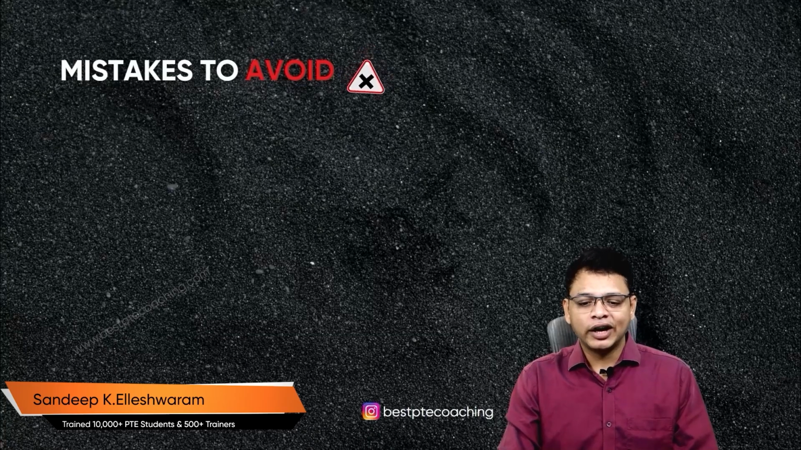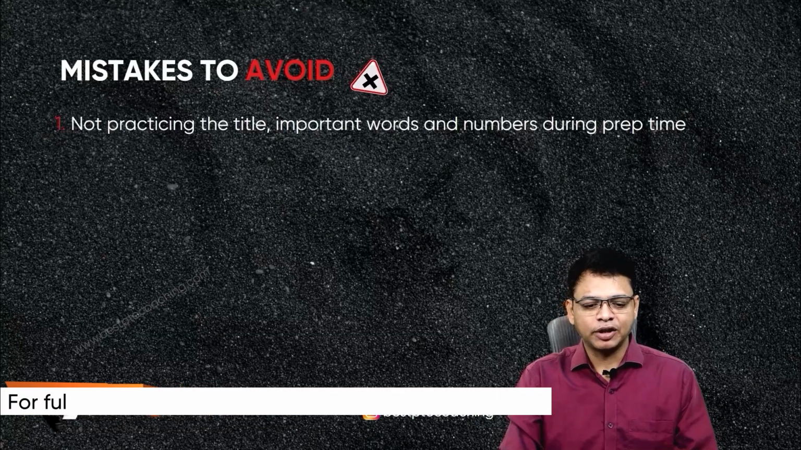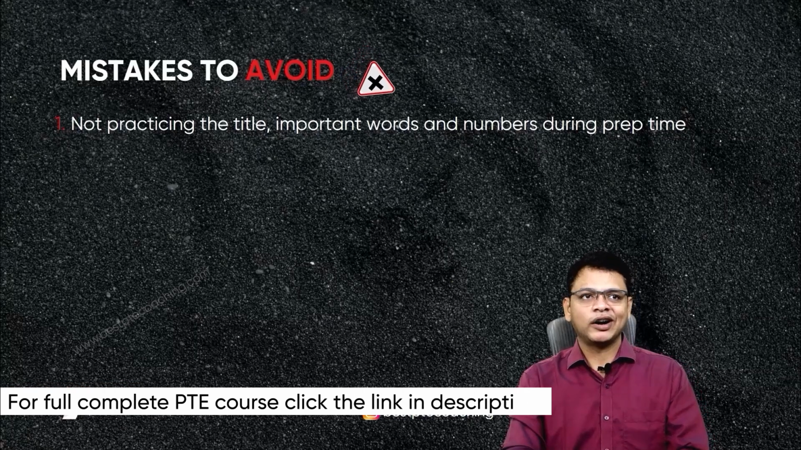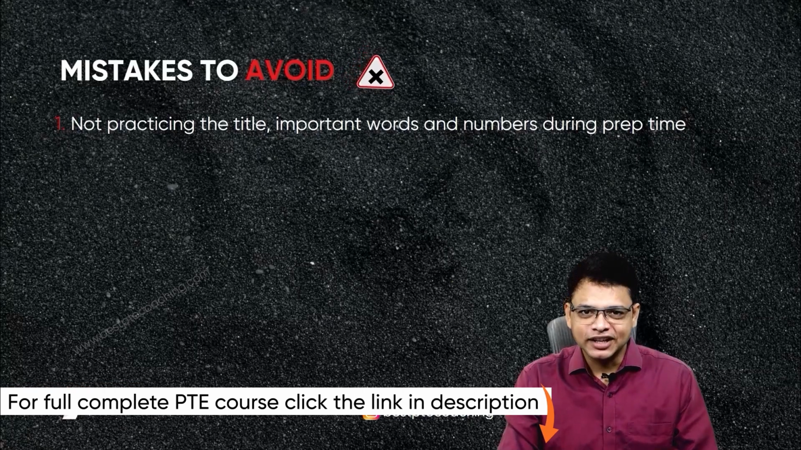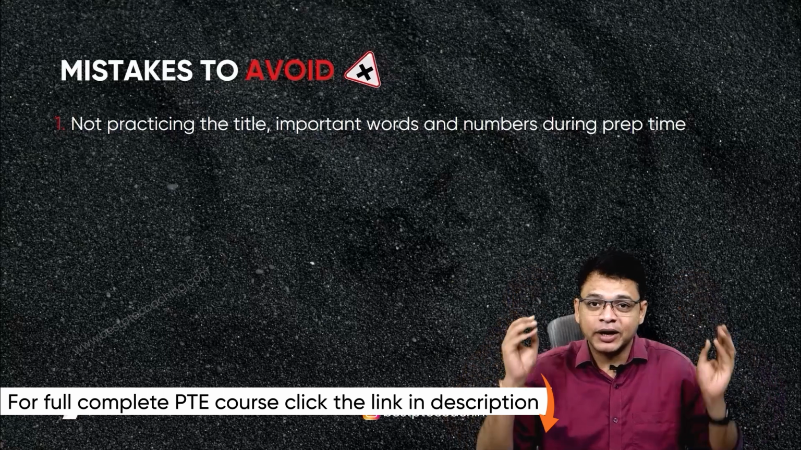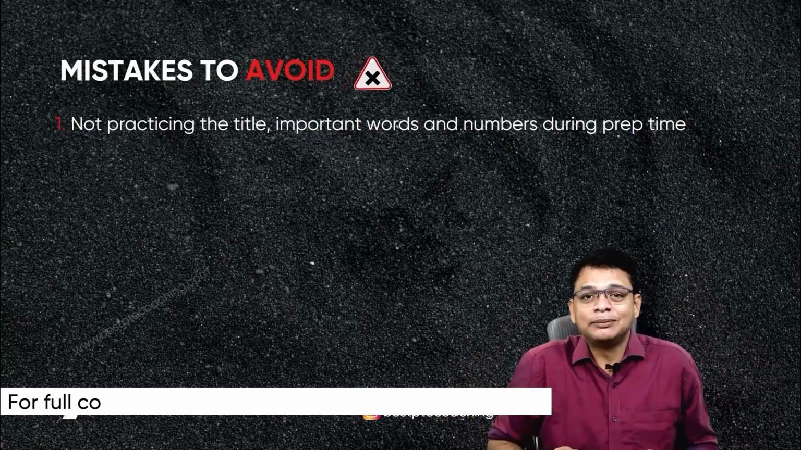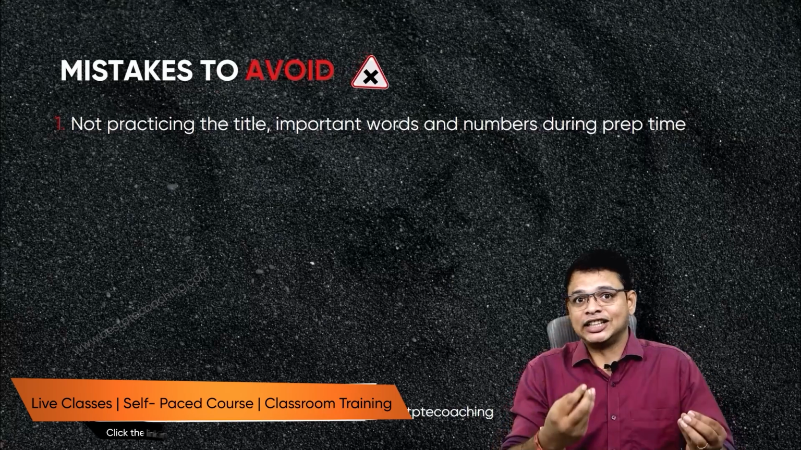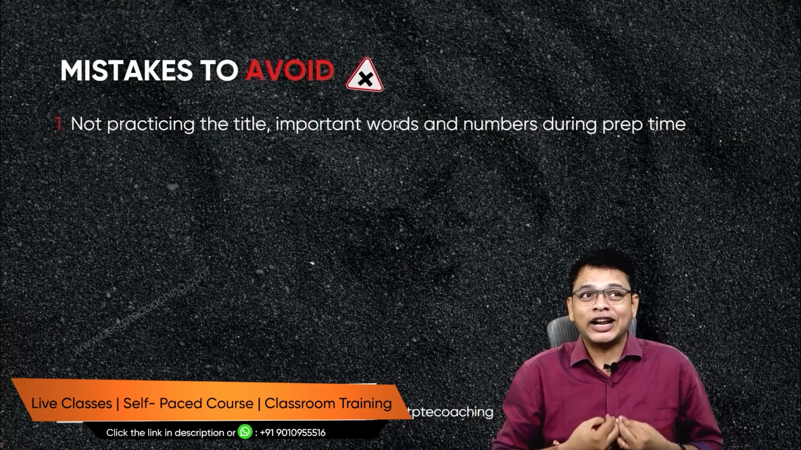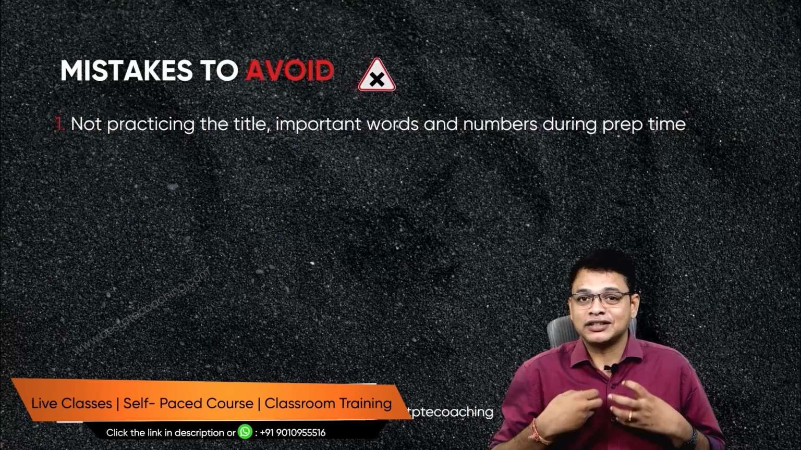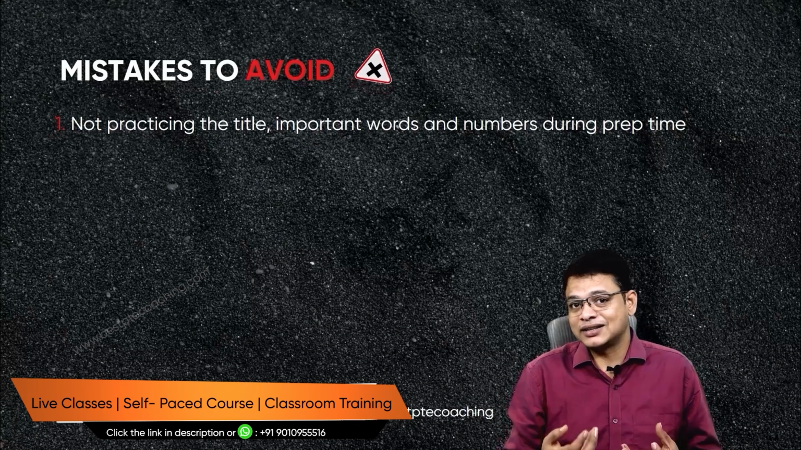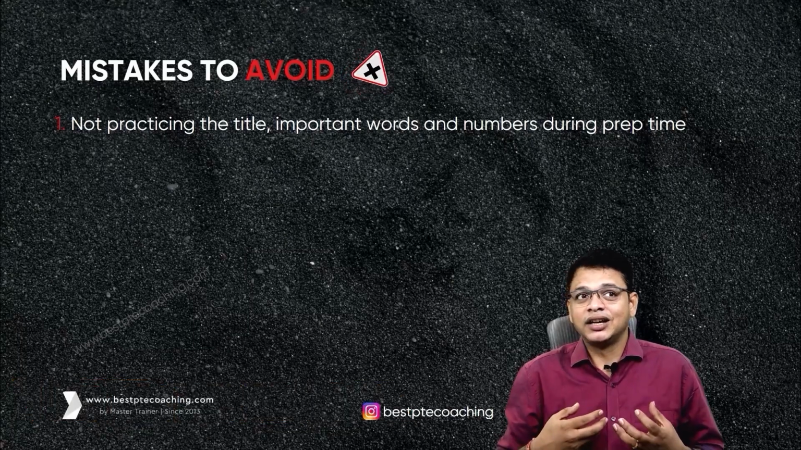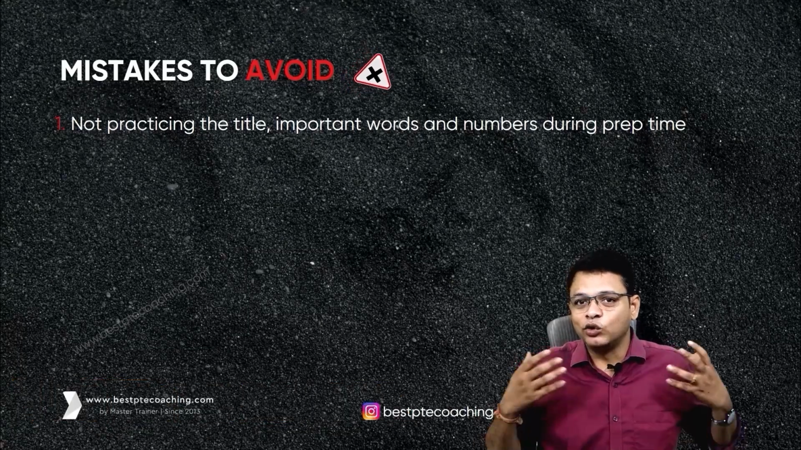The mistakes to avoid in describe image. Number one mistake that you have to avoid is in the 25 seconds of preparation time, you are expected to practice the title, practice some keywords, right? So if you don't practice the title, you don't practice the keywords, you may not have the comfort to pronounce them when the recording starts, right? It usually impacts the fluency of a candidate.